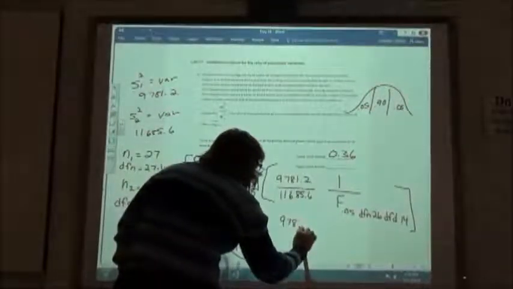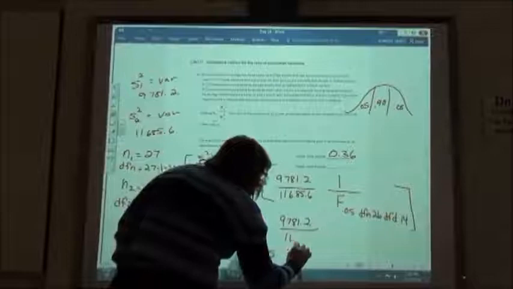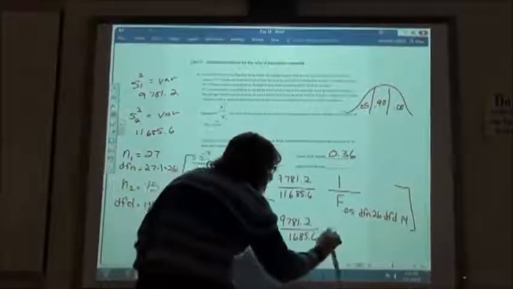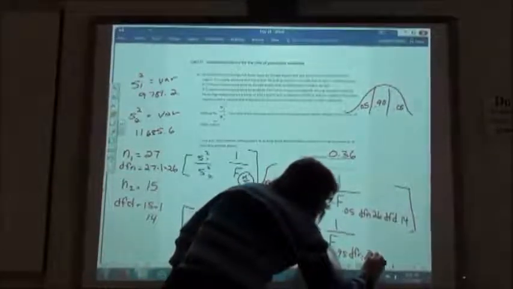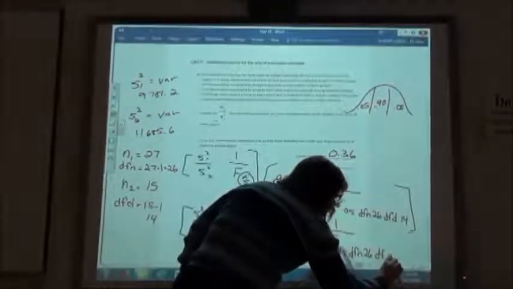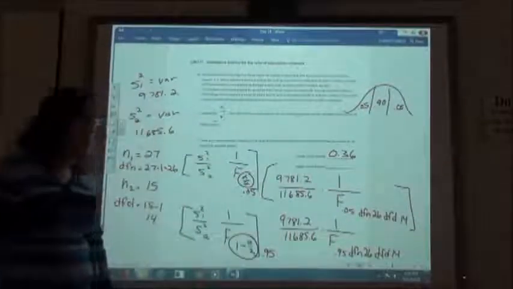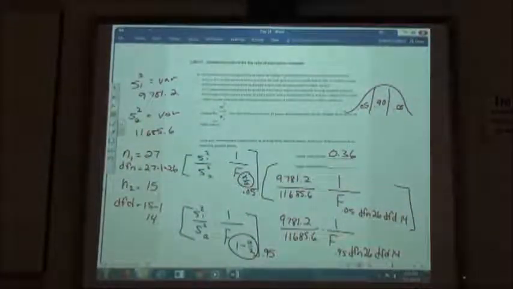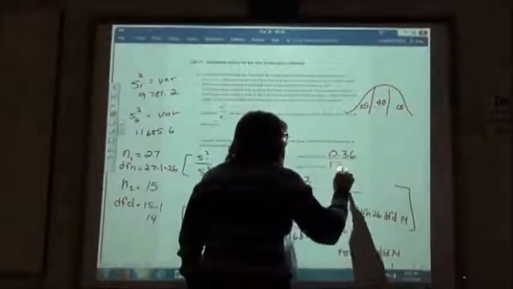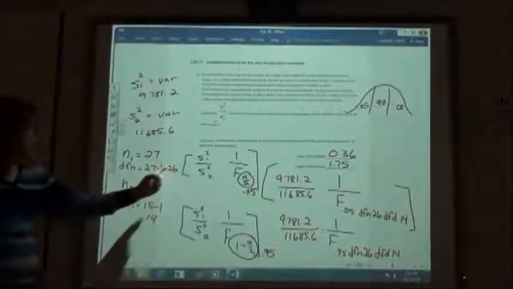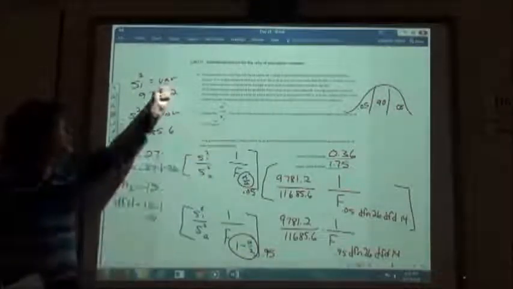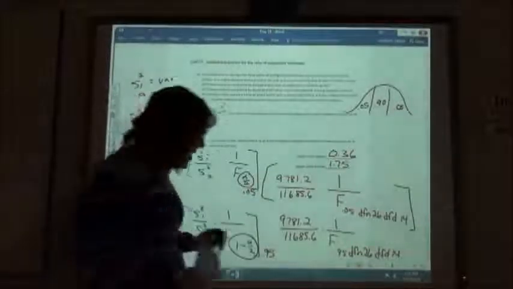So 9,781.2 divided by 11,685.6 times 1 over F sub 0.95. Degree of freedom in my numerator, 26. In my denominator, 14. But if you just hit undo, you can just change the confidence level from 0.05 to 0.95. 1.75, exactly what we should get, 1.75. Okay. So, S squared is your standard deviation squared, which is your variance if they happen to give you the variance in the word problem.